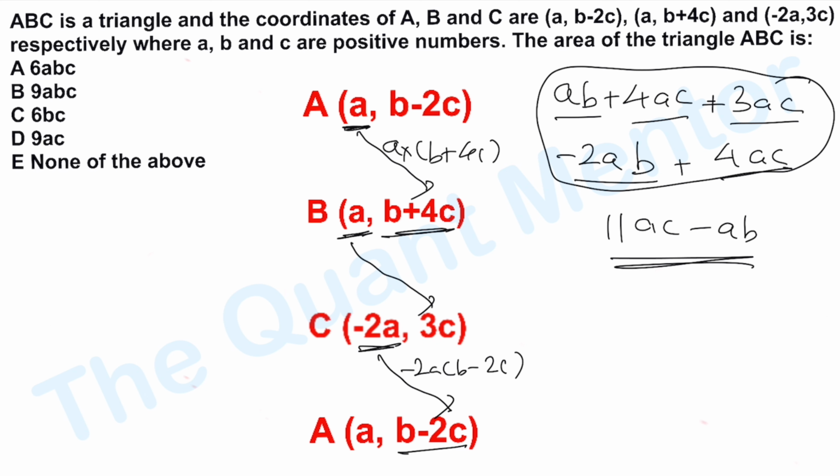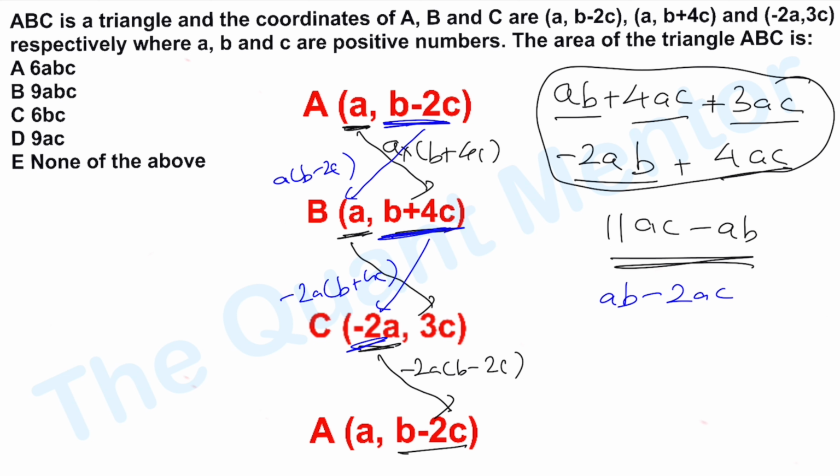The next step is we do the exact opposite. This y coordinate b minus 2c we multiply by a. So we are multiplying a with b minus 2c. It will become ab minus 2ac. Same thing we repeat. b plus 4c will multiply by minus 2a. So minus 2a into b plus 4c. On multiplying, this becomes minus 2ab minus 8ac. And the same thing again, we multiply this y coordinate with this x coordinate.